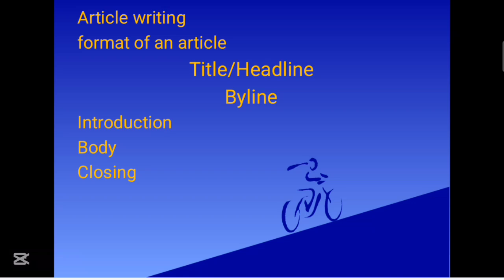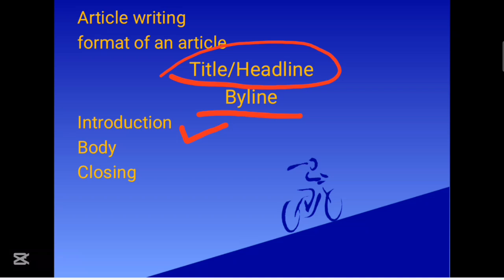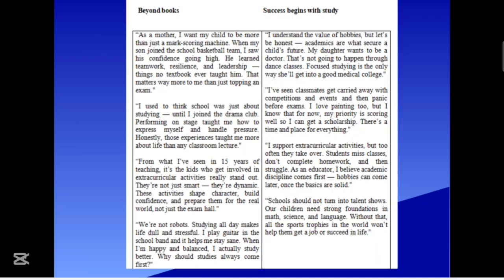In the format of an article, you have the title or headline, and here you write the byline. That means the name of the author. Anyone who is writing can write their name here. Then your article must have an introduction. You must have body paragraphs, second and third, and you must have a closing. We do not write any valediction or something like that at the end. We just simply close it by summarizing and by giving our very strong opinion at the end. We end it with a closing paragraph.